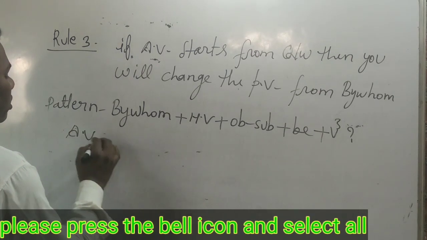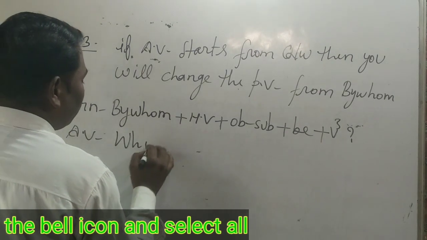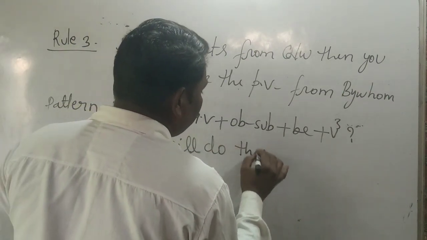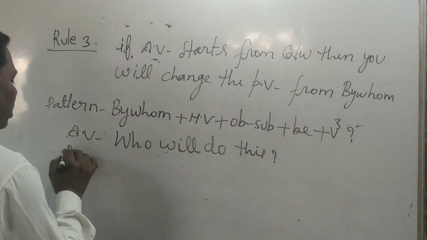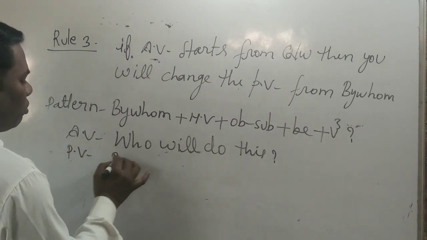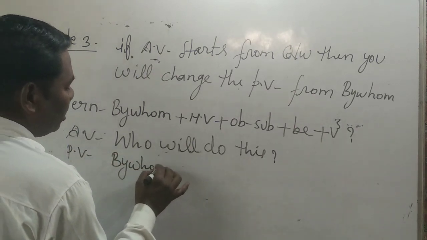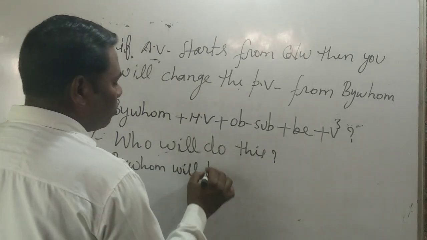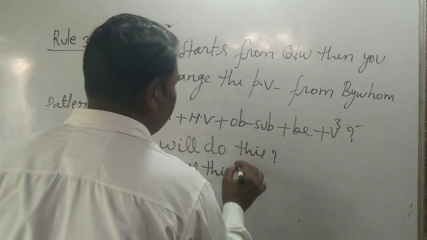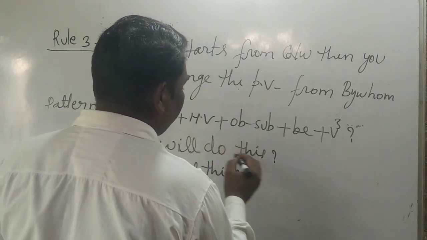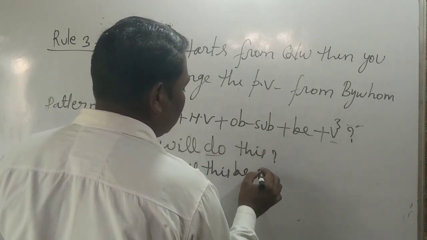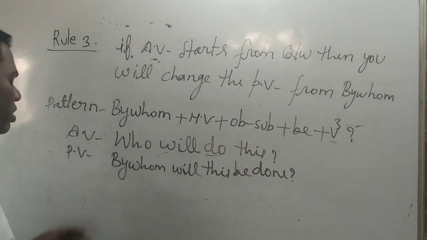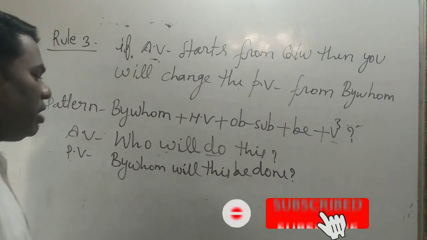See the example. Suppose that the example is: who will do this? Very easy. You will change it into passive voice. Write by whom, and then the helping verb. The helping verb will be will, and then object to subject, this, and then be, and then verb V3. What is V3? Do will be changed into done, and then a question mark. Now your passive voice is ready. By whom will this be done?